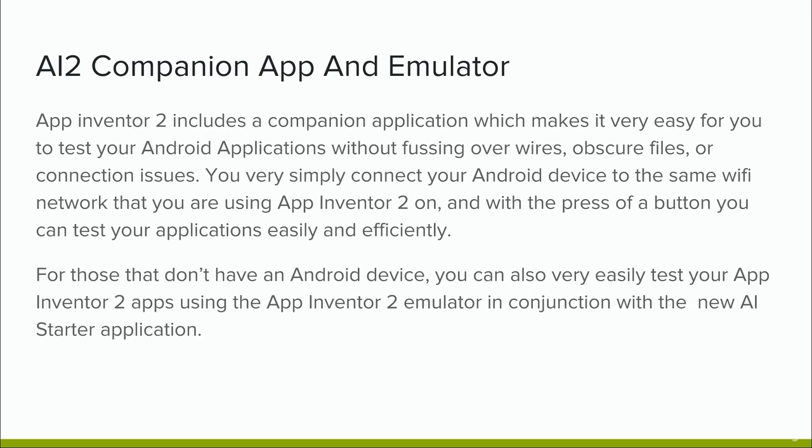AI2 companion app and emulator. App Inventor 2 includes a companion application which makes it very easy for you to test your Android applications without fussing over wires, obscure files, or connection issues. You very simply connect your Android device to the same Wi-Fi network that you are using App Inventor 2 on, and with the press of a button, you can test your applications easily and efficiently.